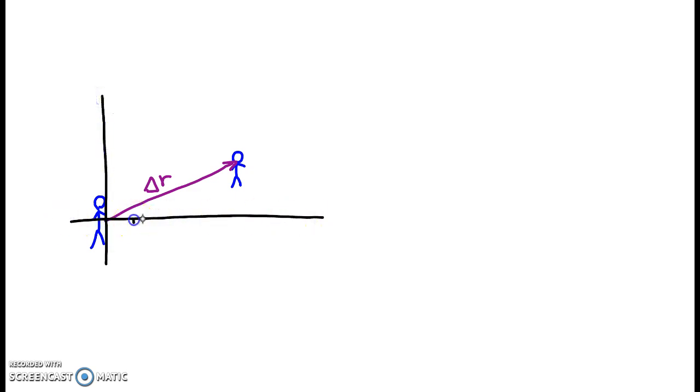Let's say a person is standing here, and then she walks over to here. We could draw her two-dimensional displacement. She moved from here to there. But we could also talk about how far she traveled along each axis. We could imagine the y-axis and the x-axis.